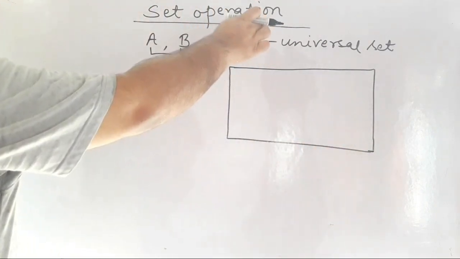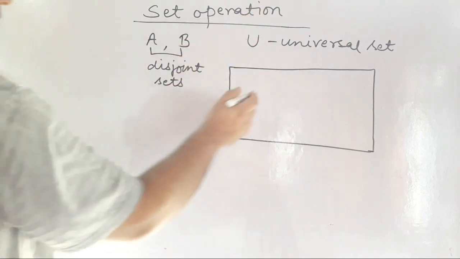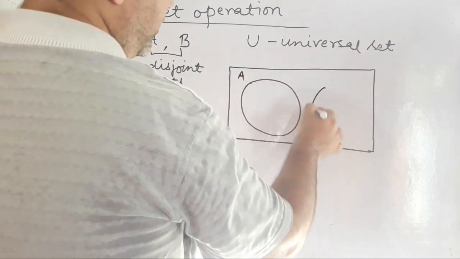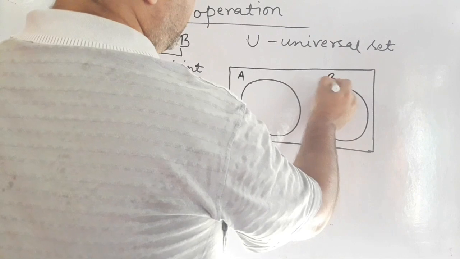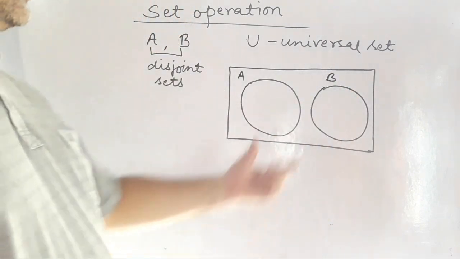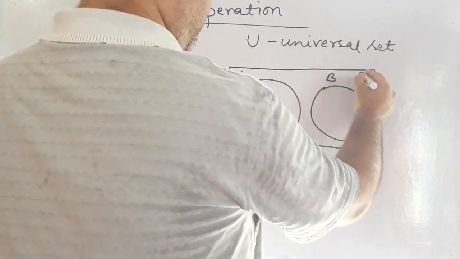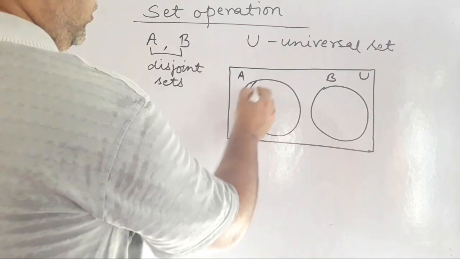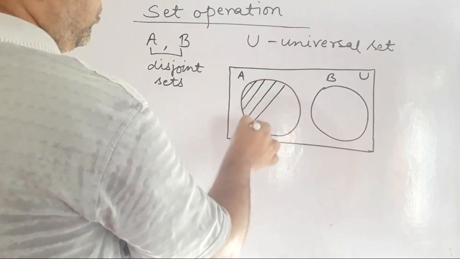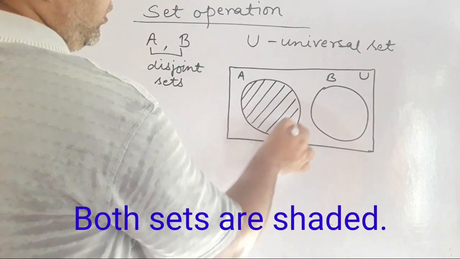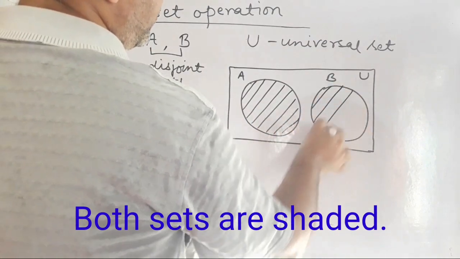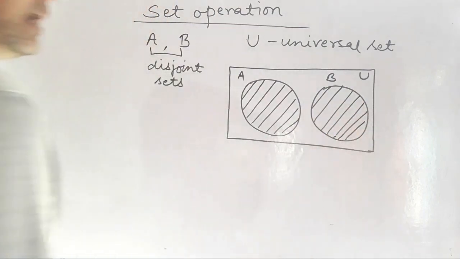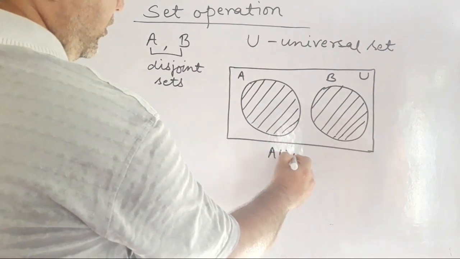A and B are the subsets of the universal set, as well as A and B are disjoint sets, so they are not intersecting. This is set A and set B. They are disjoint sets, and this is a universal set. Now I have to mention the A union B, so the elements contained in both A and B. So this is the case when A and B are disjoint sets, and we have to write their union in the Venn diagram.